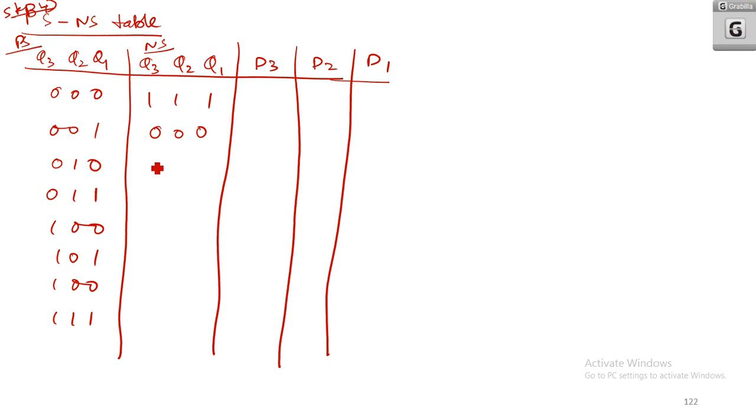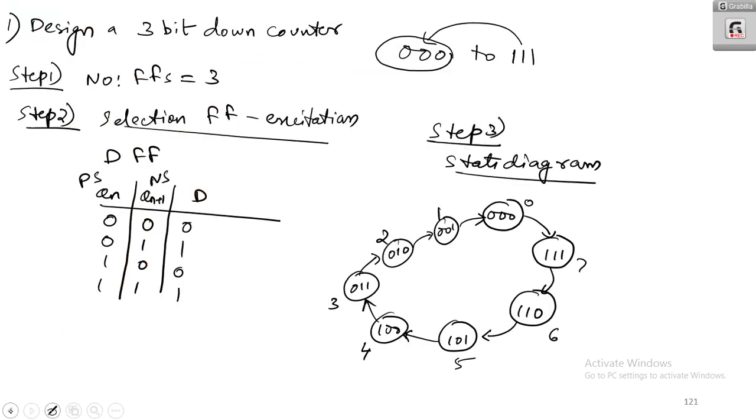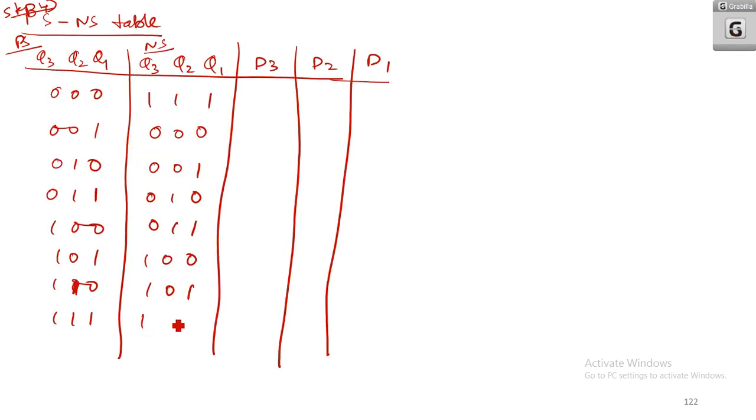If it is 2, next state is 1, because it is down counter, right? Direct down counter. 2 means it is 1. Now 3 means it is 2, 0, 1, 0. 4 means it is 3, 0, 1, 1. Also 5 means it is 4, 1, 0, 0. Sorry, this 3, 4, 5, so this is 1, 1, 0. 6 means it should go to 5. 5 is 1, 0, 1. Now, if it is 7, it should go to 6. That is 1, 1, 0.